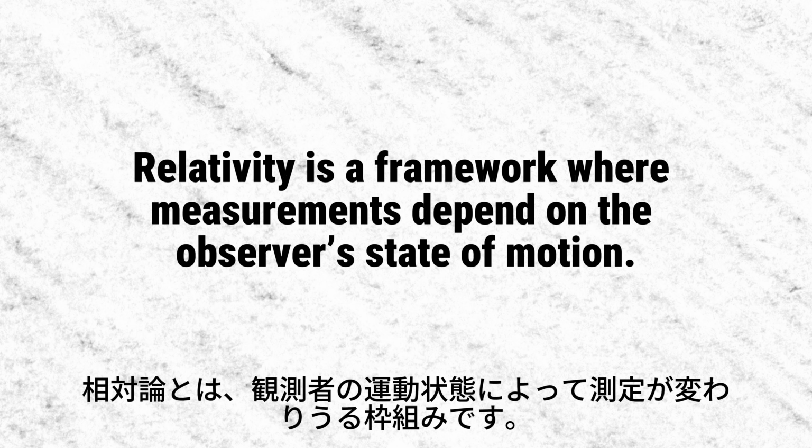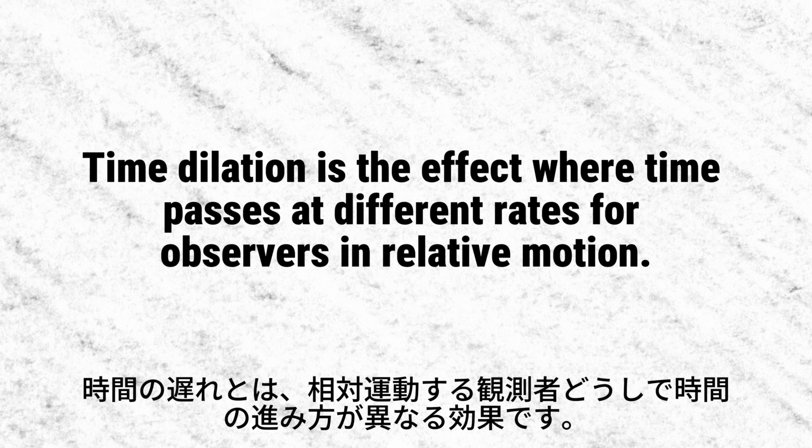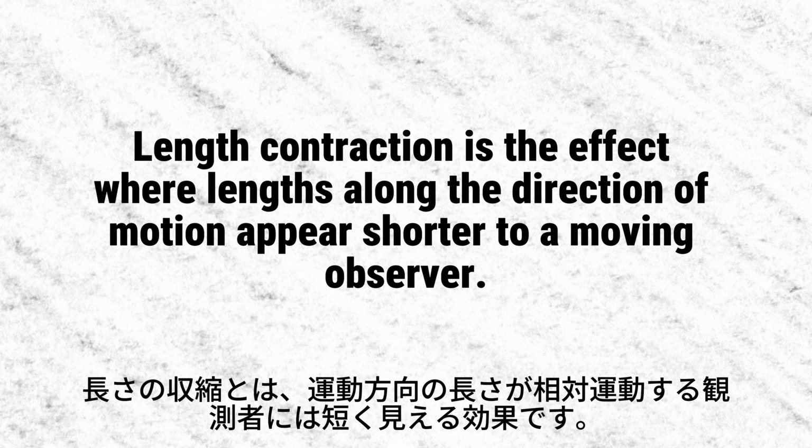Relativity is a framework where measurements depend on the observer's state of motion. The speed of light is a universal constant that is the same for all inertial observers in vacuum. Time dilation is the effect where time passes at different rates for observers in relative motion. Length contraction is the effect where lengths along the direction of motion appear shorter to a moving observer.